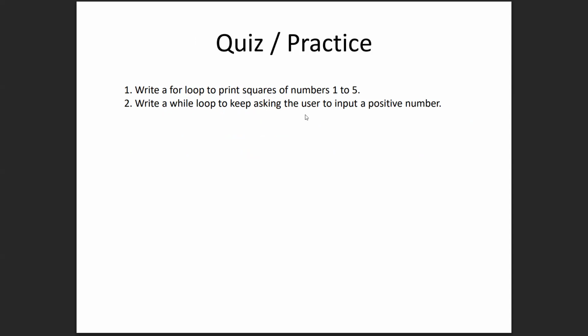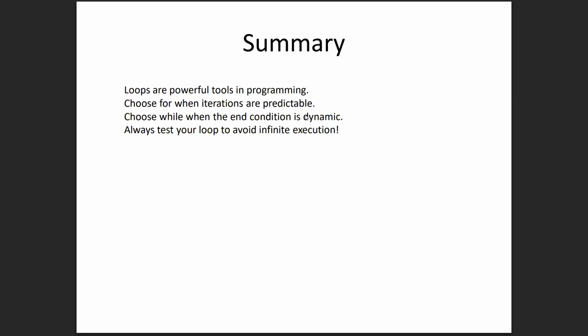These are the quiz questions. Write a for loop to print squares of numbers 1 to 5. So what are the squares of each number? Print those numbers from 1 to 5 using a for loop. Next, write a while loop to keep asking the user to input a positive number.